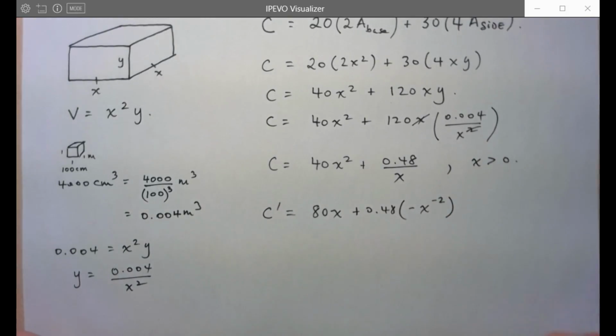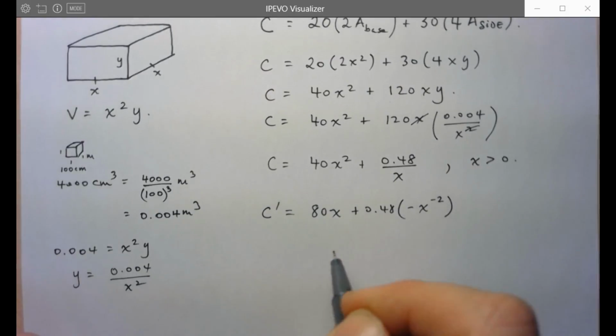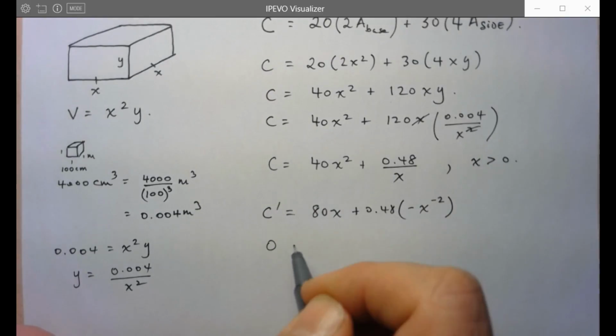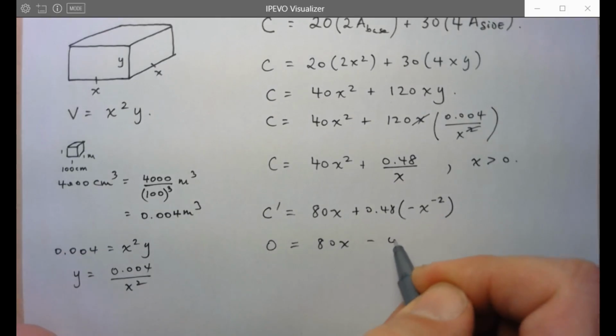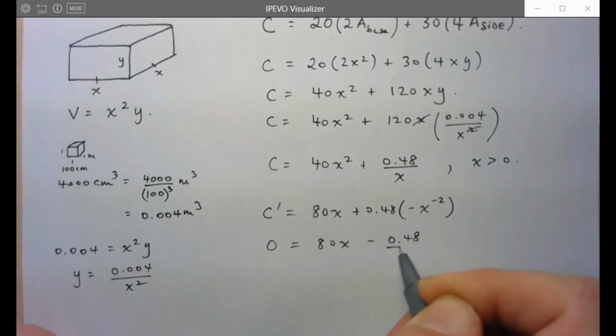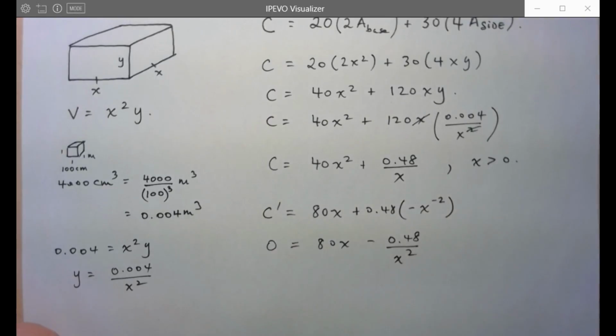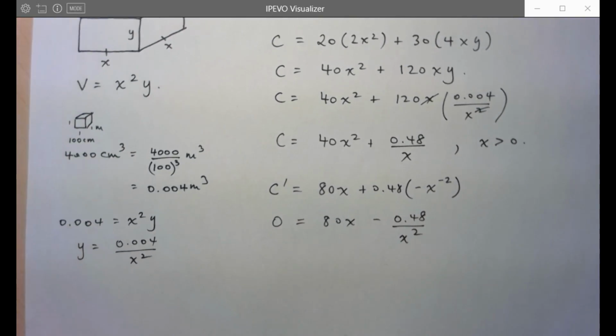And here we want to determine when the derivative is equal to 0. So we have 80x minus 0.48 divided by x squared. The best way to solve this, since I've got a rational equation, and what was our trick for solving rational equations? Just get rid of the denominators altogether.